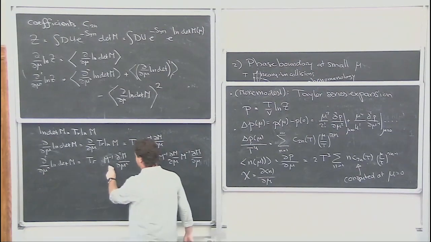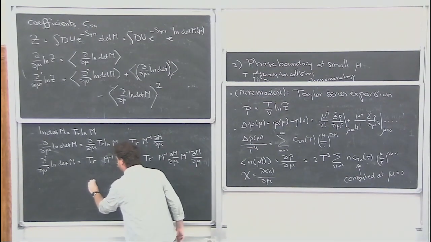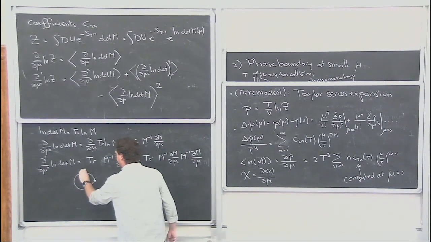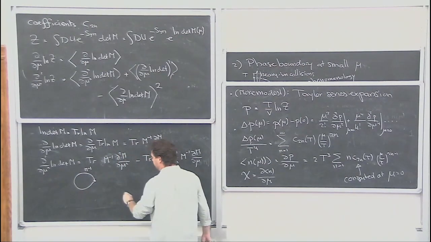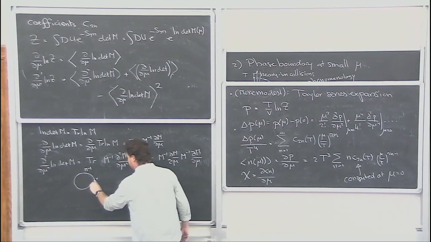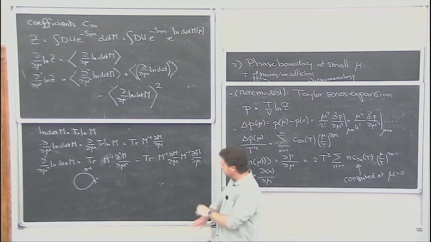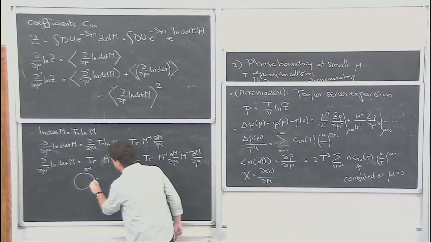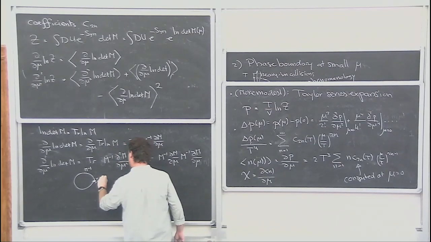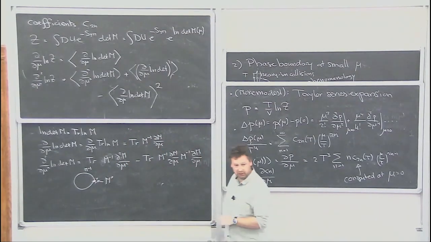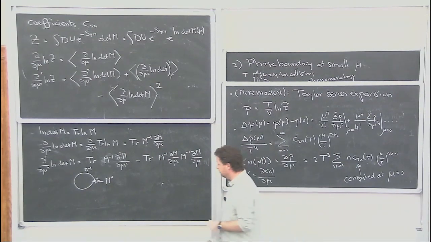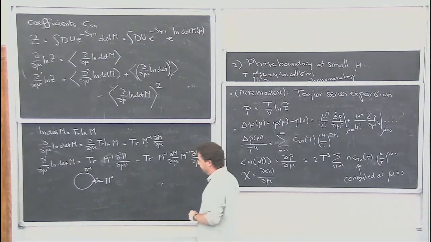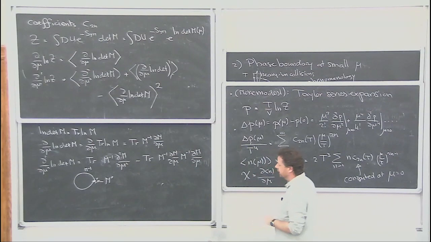So if I want to draw this as a diagram, I basically have a fermion propagator, M inverse, which starts at point x and finishes at point x. I'm integrating over all points x. And at this dot here, there's an insertion, which is the second derivative of the fermion matrix with respect to the chemical potential. And so this is something that you can compute on the lattice quite well.